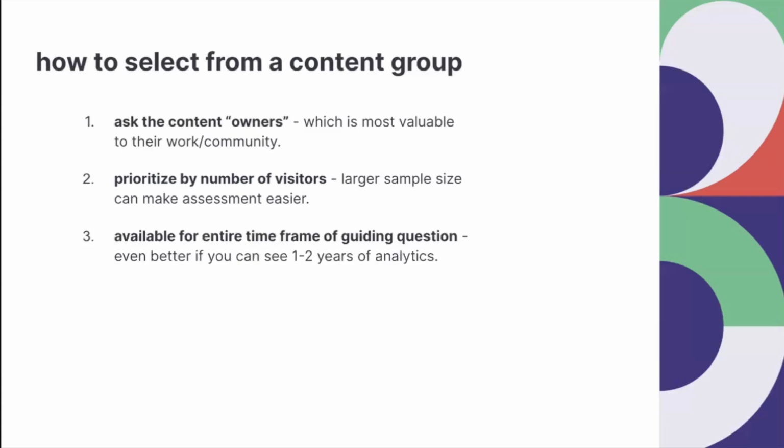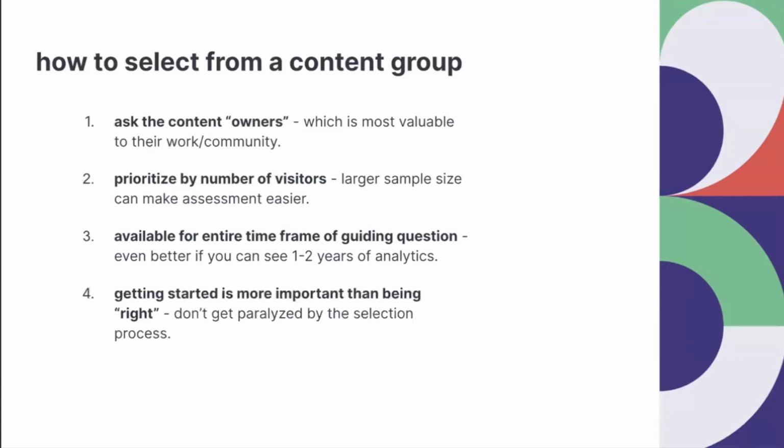Thirdly, and most importantly, is, was that page actually published or public for the entire time frame that your guiding question includes? So in our case, our guiding question said, over the last year, did this content do X, Y, and Z? So we'd want to pick a piece of content that was available or published in the last year. And then lastly, I always like to just say, it's more important to get started than to get it right. If you're kind of stuck between maybe auditing a couple of different pages, just choose one, and it's possible in the future you'll end up auditing all of them.